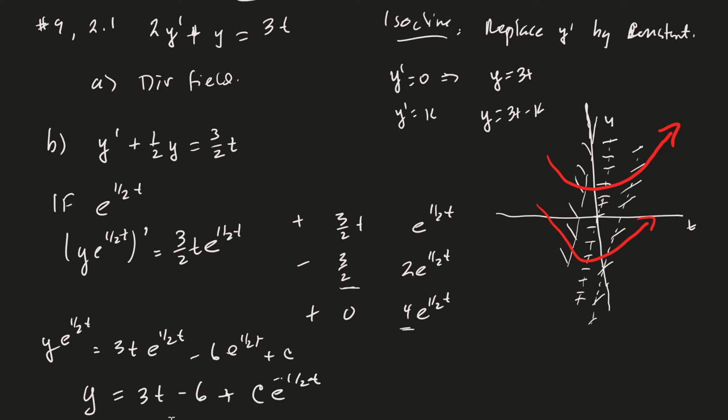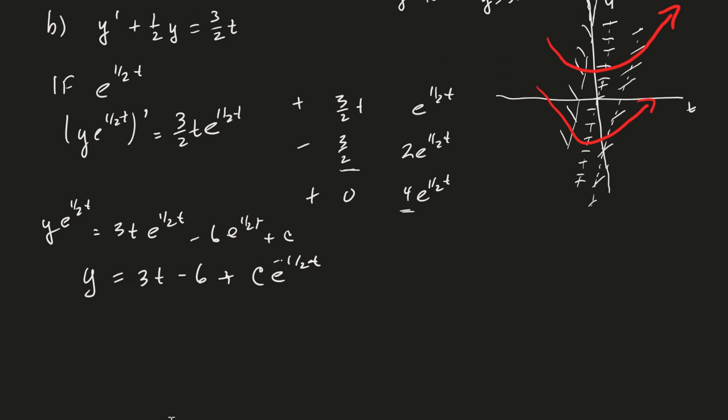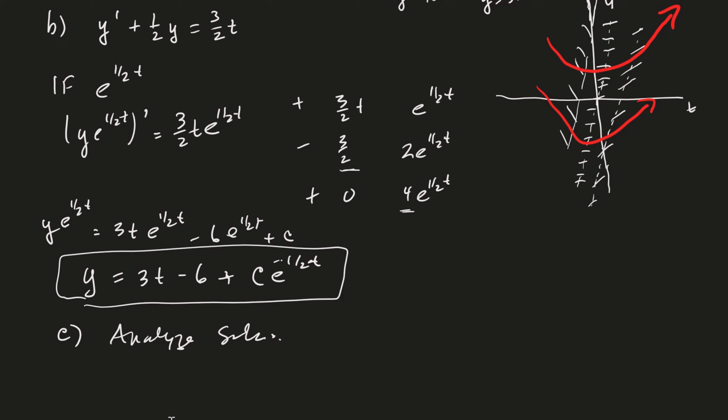Good. And now the last part, part C, is to really just analyze the solutions. What are the solutions doing? So if this is my solution set, right, because this is a negative number in the exponent, this part of the solution dies off. And so you're just going to be left with going to infinity along the line 3t minus 6. Okay, so all solutions are going to be going to infinity, and as t gets larger and larger, they're going to be going to infinity along this line.